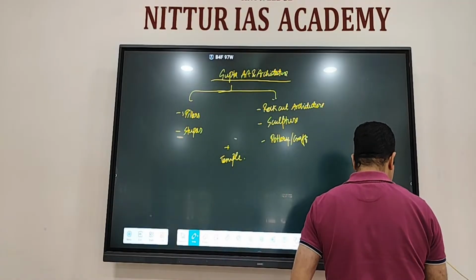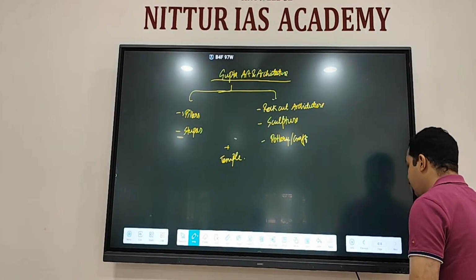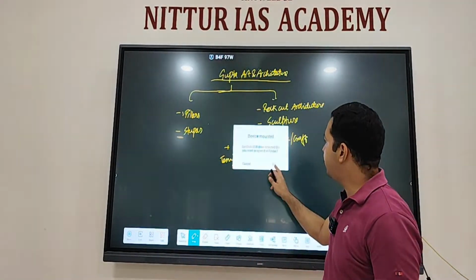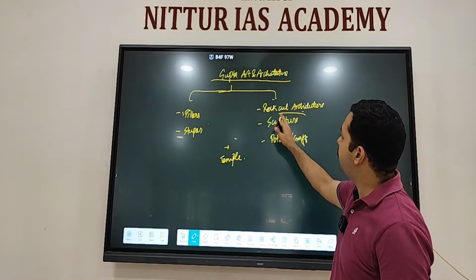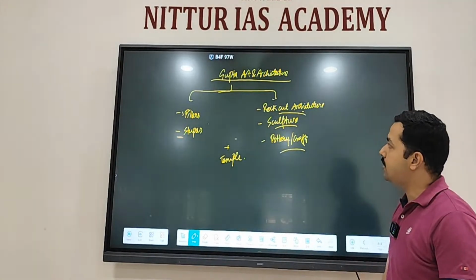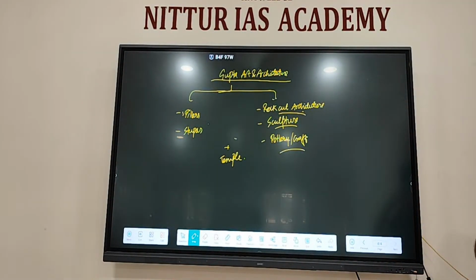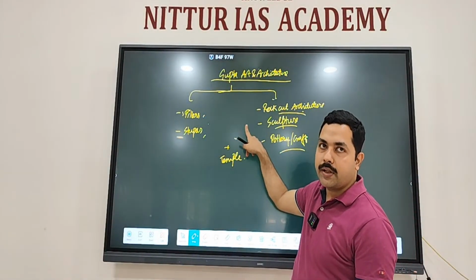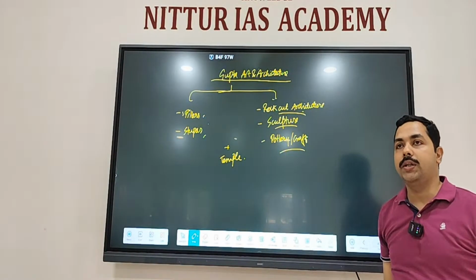Now, if you remember, we have classified the art into pillars and stupas that we have discussed, and then rock cut architecture, sculptures and potteries. We used to classify them as court art and popular art during the modern period.